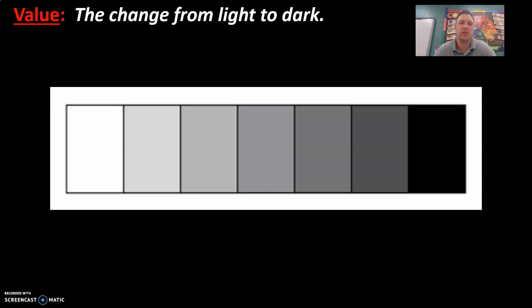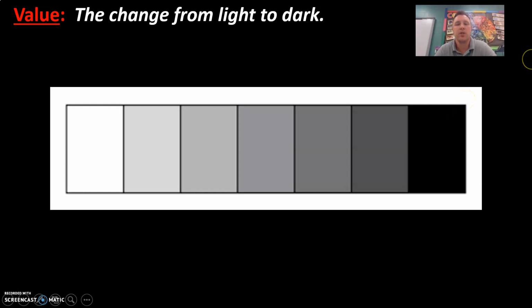Value is, for a lot of students, when I say it's shading, it's like a fancy word for shading. That's basically what it is. But the formal definition is the change from light to dark. So here you have the value scale, slowly changing from white to light gray, to medium gray, dark gray, and black. For value, you need to have the entire range. Here you have 1, 2, 3, 4, 5, 6, 7 different values, or 7 different tints and shades.